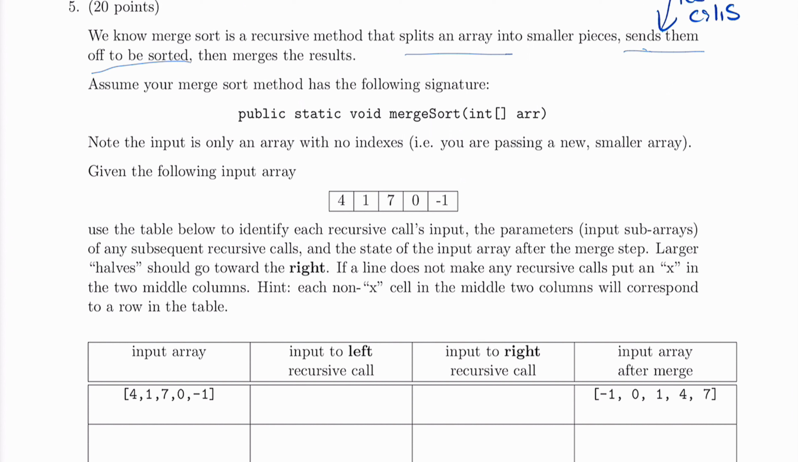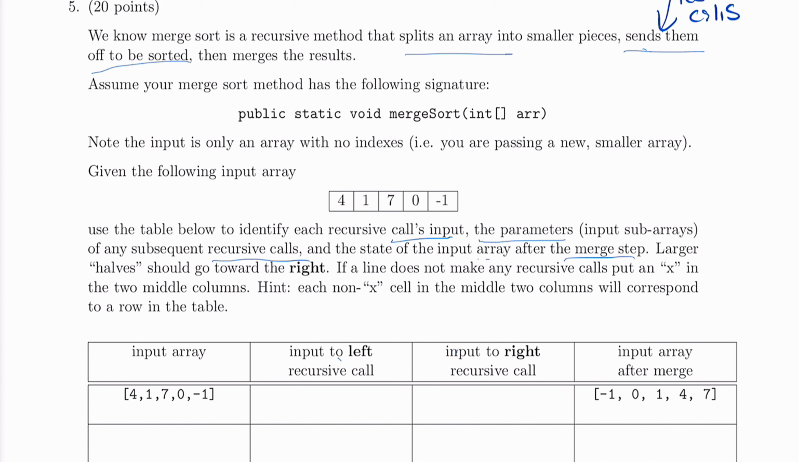And the question is, given the following input array, so we're given this array 4, 1, 7, 0, negative 1. Use the table below to identify each recursive call's input. So this is the left column. The parameters, basically the input subarrays to the recursive calls. These are the middle two columns. And the state of the array after the merge step. So that's basically just the sorted input.